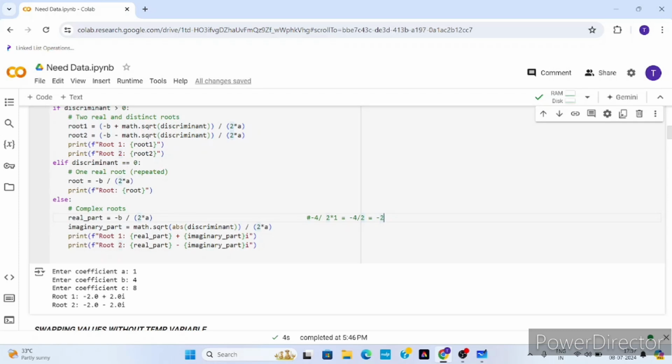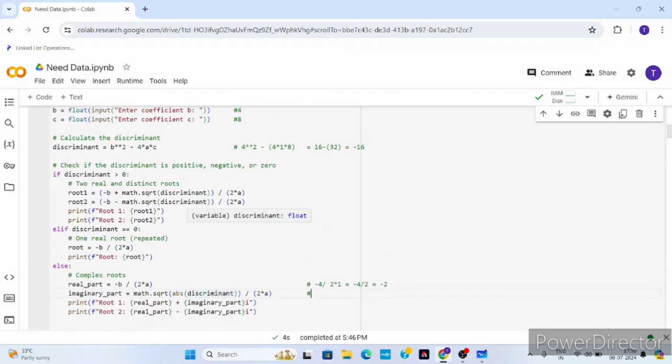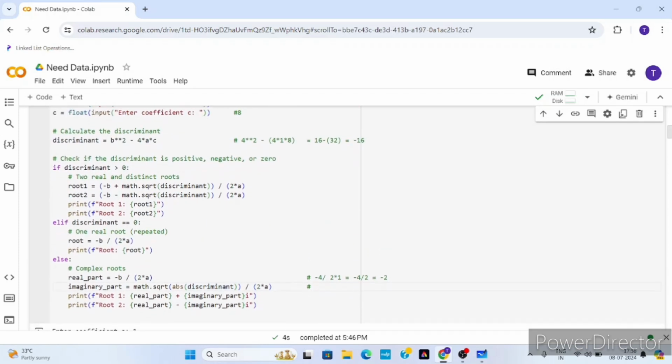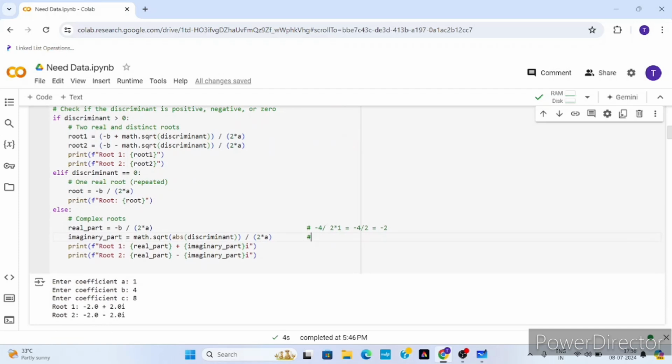And come to the imaginary part. For the imaginary part, they are taking a value like math dot square root of abs of discriminant. This abs represents the absolute value of the discriminant. What is our value of discriminant? Minus 16. So this minus 16, in any case, the negative value will be turned into a positive value. That is what abs is used for. So in our case, minus 16 will become 16, like plus 16. The minus won't appear in front.